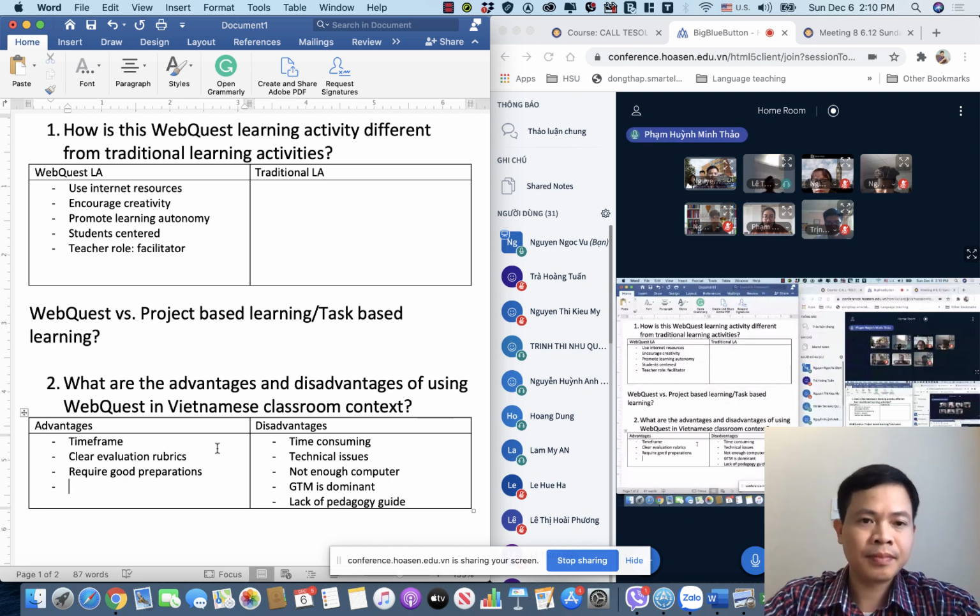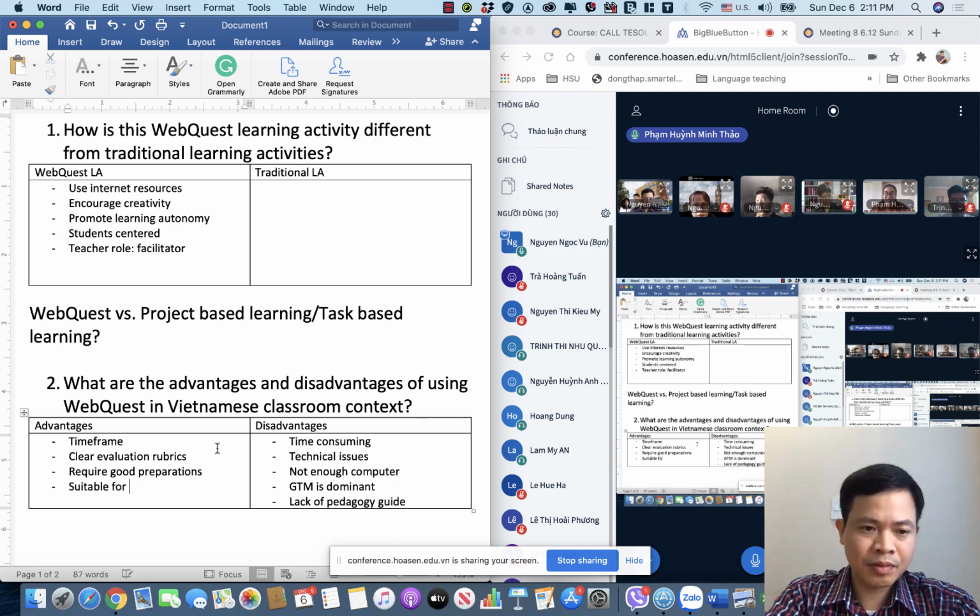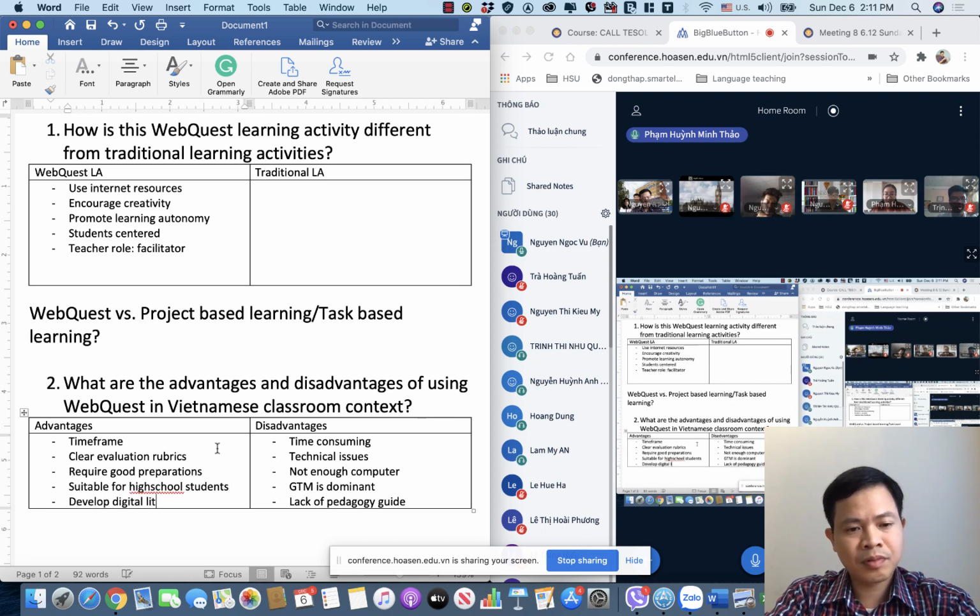But for the advantages and disadvantages of this kind of learning activities, we also agree with the other groups. We just add one more point: we think this is suitable for learners who are at least in high school, to be able to use technological devices in class. And they need a decent competency of digital literacy to be able to get access to the website they need while doing the task.